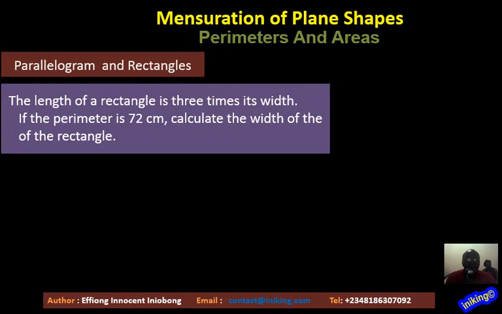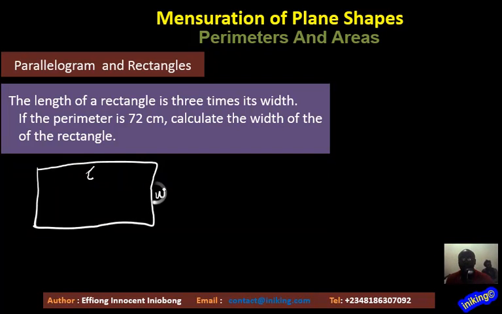Here we have that the length of a rectangle is 3 times its width. If the perimeter is 72 centimeters, calculate the width of the rectangle. This is rice and beans. I'll quickly make a sketch of my rectangle, always the best thing to do. This is my length and this is the width. I'm told that the length is 3 times the width.